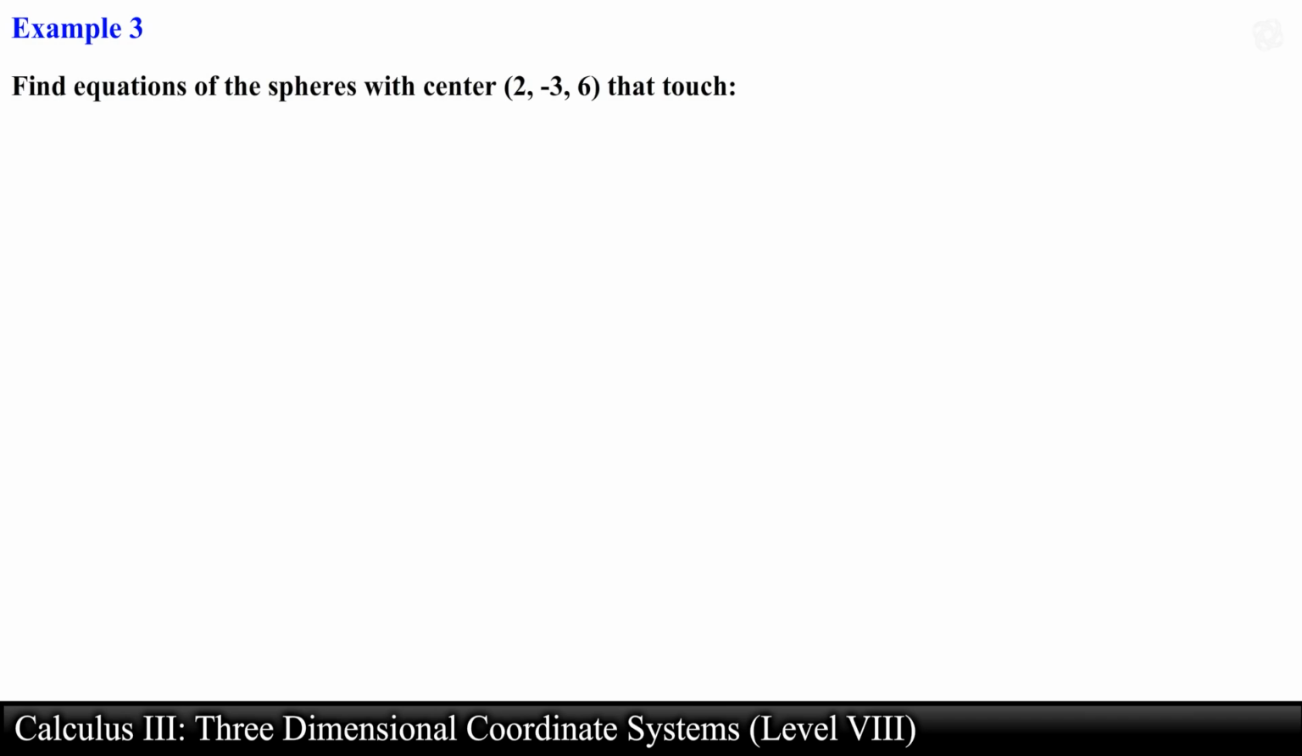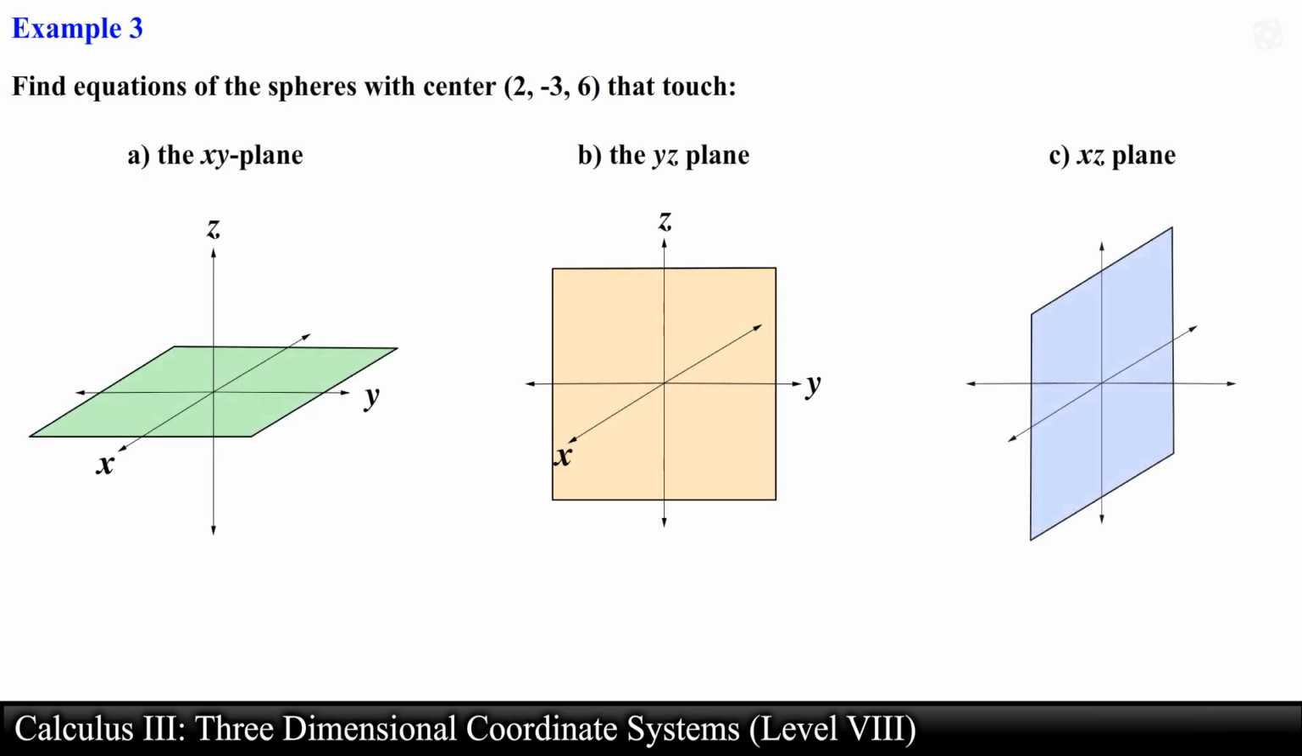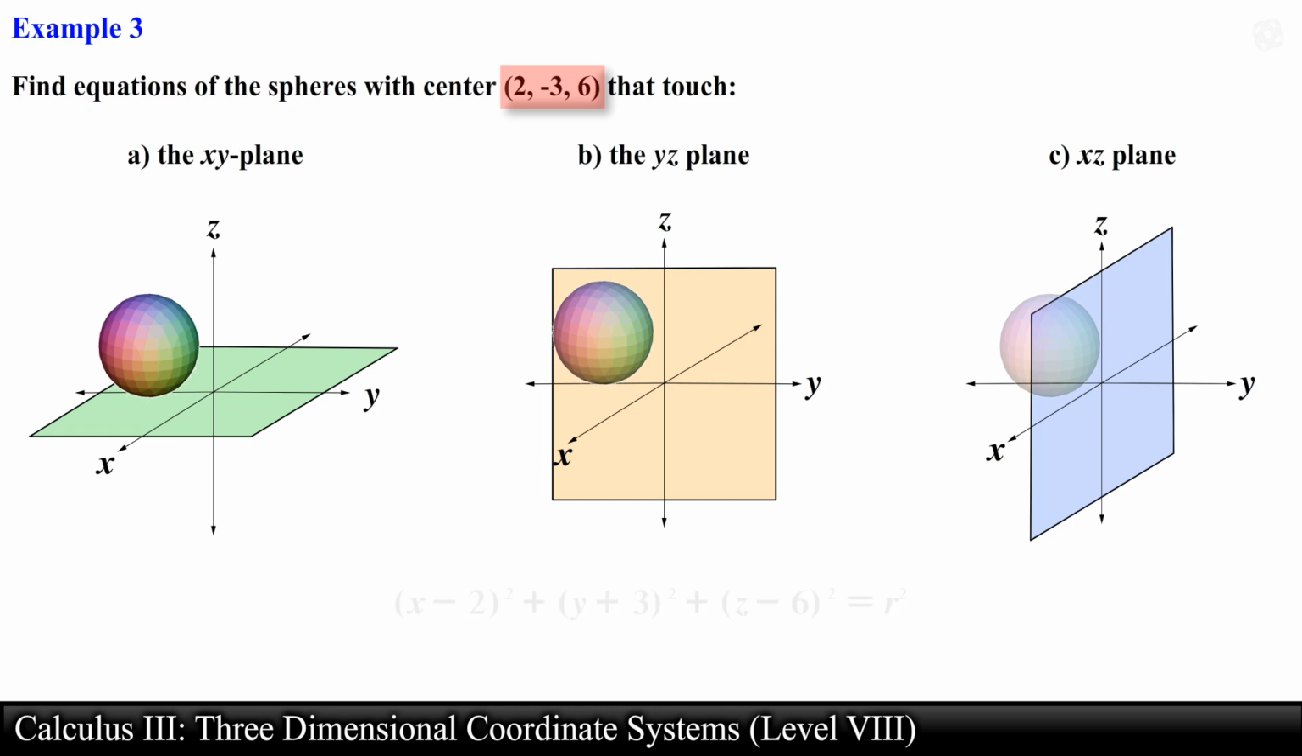Find equations of the spheres with center 2, -3, 6 that touch the xy plane, the yz plane, and the xz plane. In this problem, we are asked to find the equation of the sphere with center 2, -3, and 6 that touches each of the coordinate planes. We already have the center of the sphere. All that is left to find is the radius of the sphere.